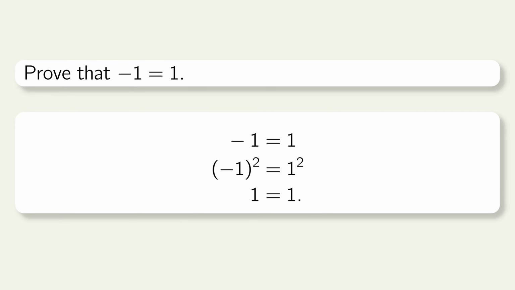Well, clearly it can't have been. And things go wrong because once you square, then you change things. And the problem is in assuming what you had to prove. We should never assume what it is we have to prove. So assuming minus 1 equals 1 is where we went wrong. So it's not a good idea to start off with the equation you're trying to prove.